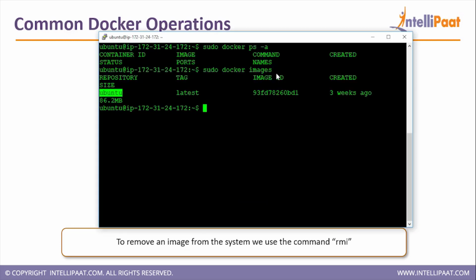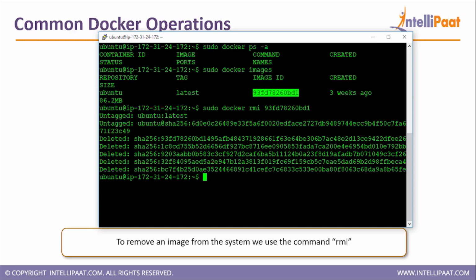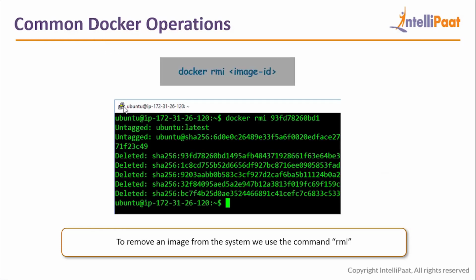So if I want to remove this, all I have to do is type in sudo docker rm. So rm was to remove the container. If you want to remove the image, just type in i as well in front of the rm command, and then the image ID, which is this. Pass in this, hit enter, and this would delete the image from your system. So if you do a sudo docker images now, you can see that the image is not present in the system anymore. So this is how you can remove an image from your system.